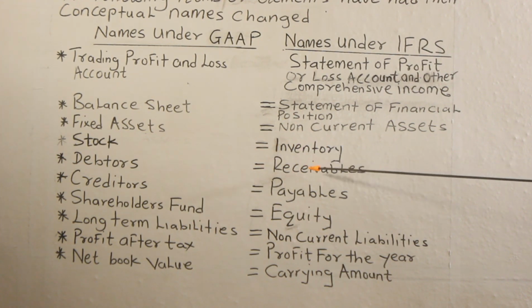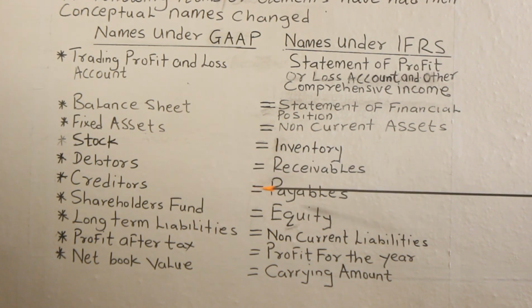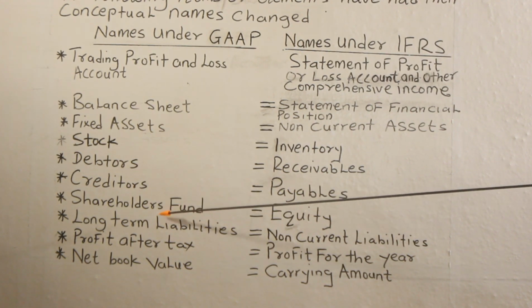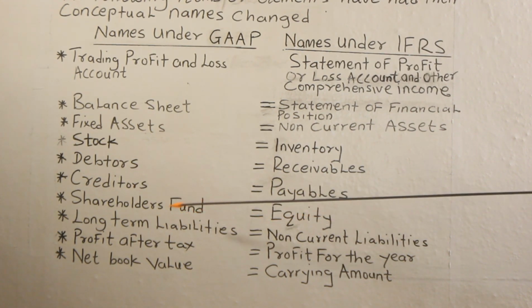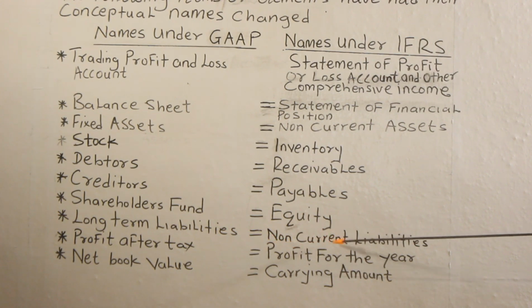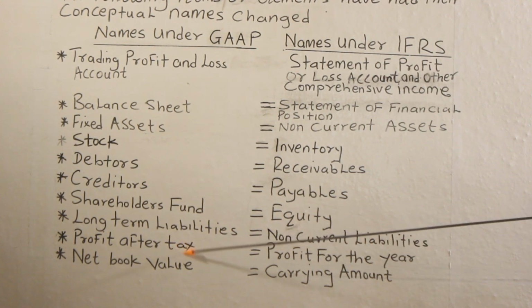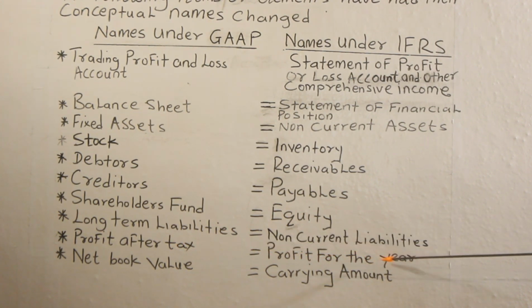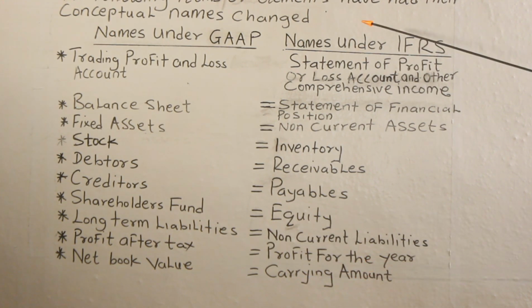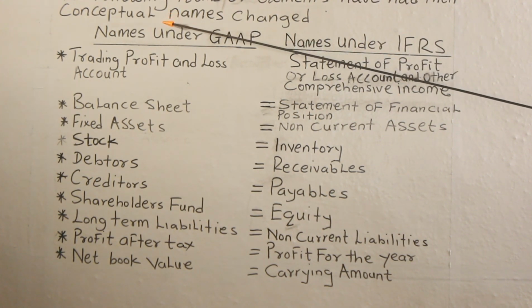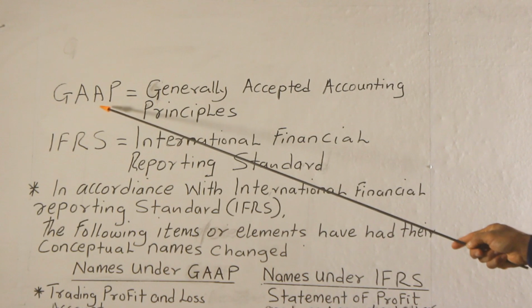Debtors as receivables. Creditors as payables. Shareholders' fund as equity. Long-term liabilities as non-current liabilities. Profit after tax as profit for the year. Net book value as carrying amount. These names come under IFRS, while this comes under the GAAP.